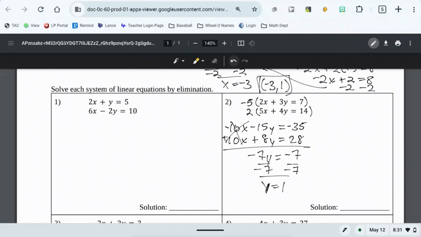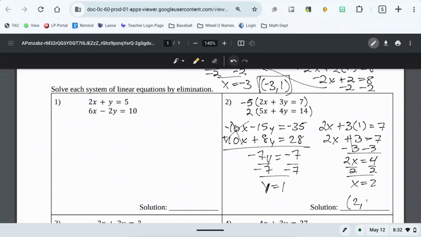It does not matter which one. I'm going to choose the top equation. 2 times x plus 3 times our y value, which is 1. We get 2x plus 3. Subtract the 3 from both sides. Divide by 2. x equals 2. So our solution is (2, 1).